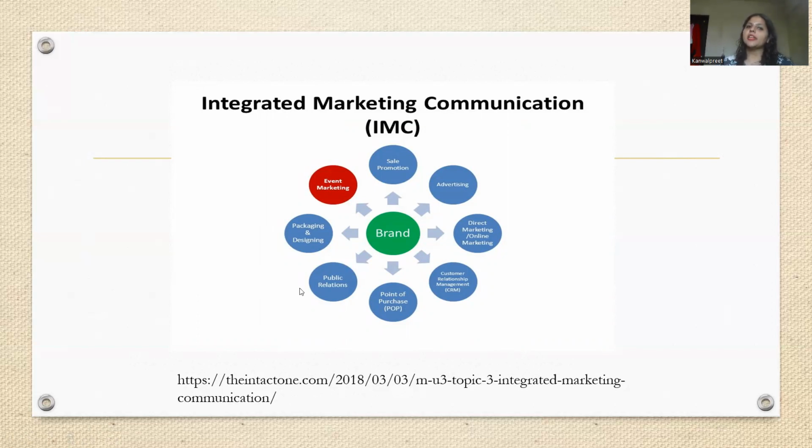Then public relations. What is the difference between advertisement and public relations? Public relations is generally free of cost. It comes on the editor's desk. It is more trustworthy, whereas advertising is paid for. Packaging and designing, yes, your packet attracts and promotes the product. Kinder Joy is a classic example. Our kids get so excited to see Kinder Joy because it is in the shape of an egg. So you are attracting through the design of the bottles and the products.